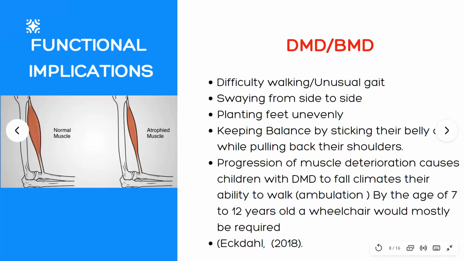So for functional implications, some of the challenges that individuals with MD have are difficulty walking, unusual gait, swaying from side to side, planting of the feet unevenly, keeping balance by sticking their belly out while pulling back their shoulders. Progression of muscle deterioration causes children with DMD to fall, which affects their ability to walk. So by the age of 7 to 12 years old, a wheelchair would mostly be required because of the muscle deteriorating. As they get older, it becomes very difficult for them to walk.